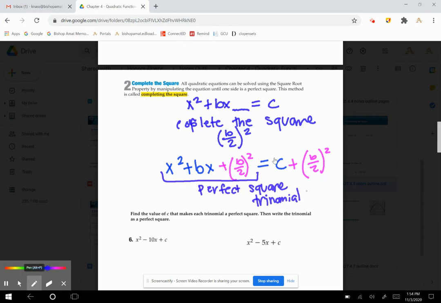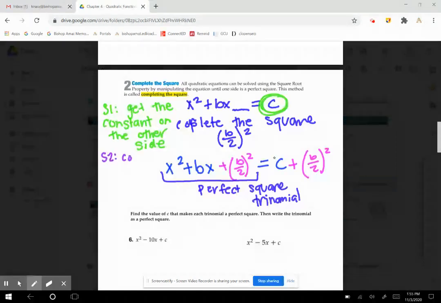So let's write out steps. Step 1: you want to get the constant, which is c, on the other side. Basically, you want to isolate it. So we're going to move this c over to the right hand side. Step 2, you're going to complete the square.